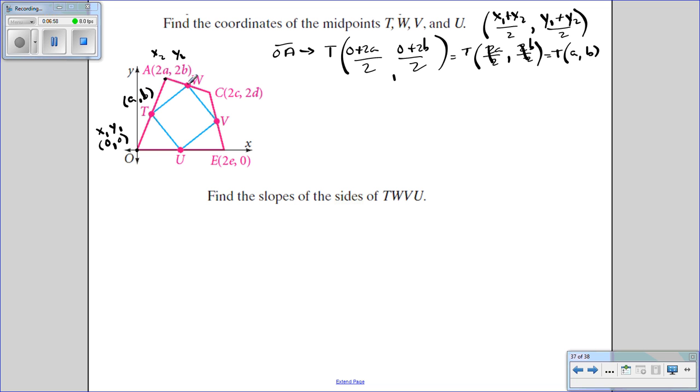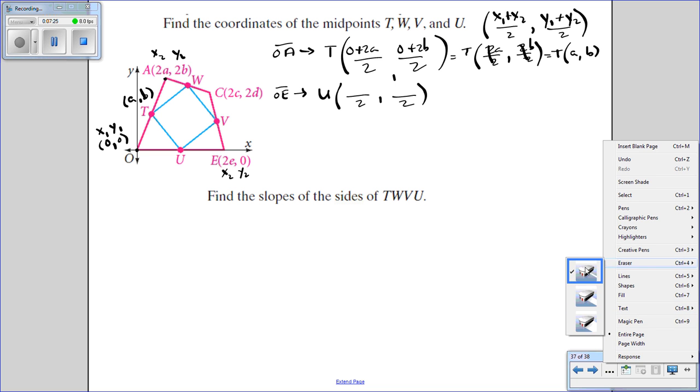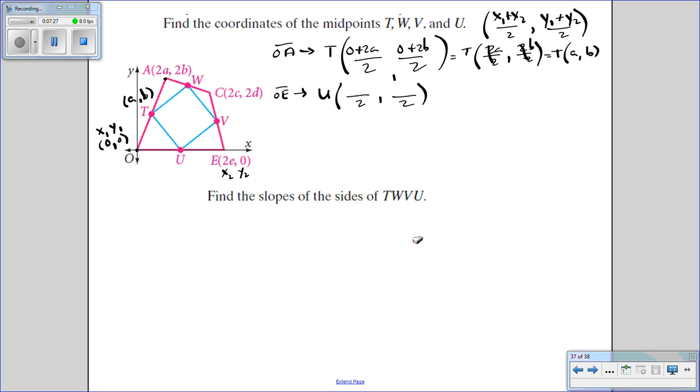Now I'm going to repeat that for the rest of these points. Let's go ahead and find U. So I'm going to find the midpoint of OE. And the middle of that segment is point U. So I'm going to use the same formula. I like to put my 2's underneath right away. So x1, this would be my new x2 and my new y2. So let me go ahead and get rid of those.